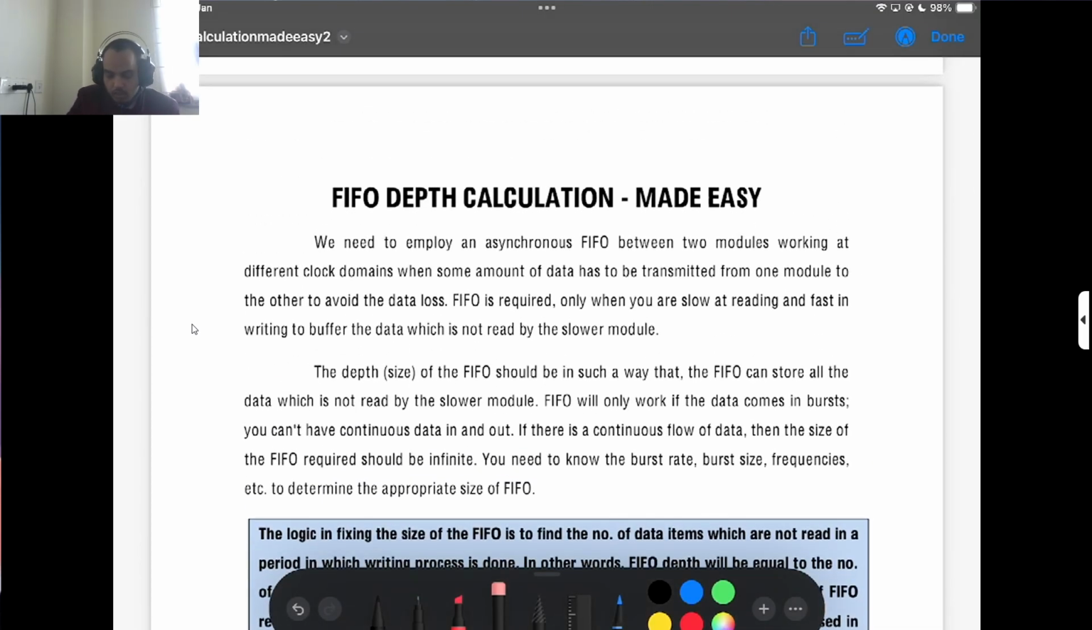FIFO depth calculation, when it is required, that is what we will try to understand. Why do we need to employ an asynchronous FIFO between two modules working in different clock domains, when some amount of data is transmitted from one module to the other, to avoid data loss? A FIFO is required only when you are slow at reading and fast at writing, to buffer the data which is not read by the slower module.